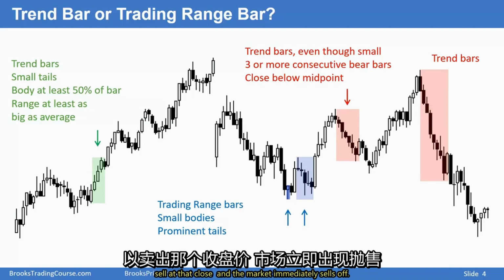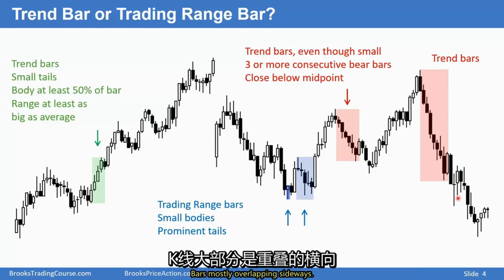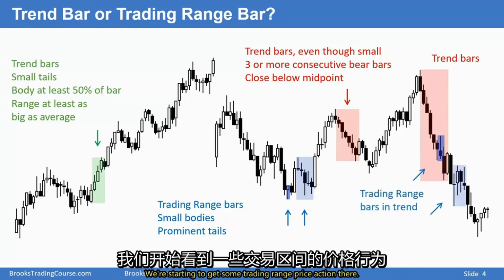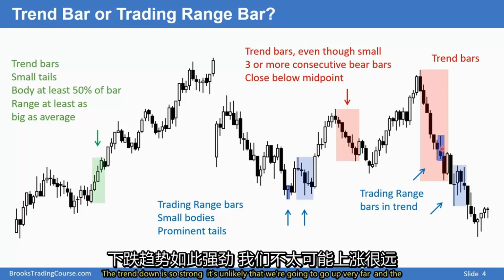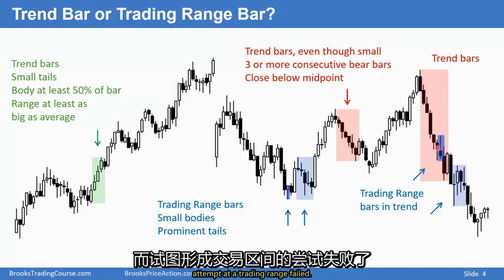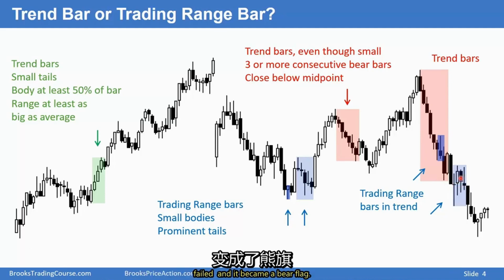immediately sells off. Starting to get prominent tails here and here. And then again here, prominent tails, bars mostly overlapping sideways. We're starting to get some trading range price action there. I would call maybe these 2 bars trading range bars. The trend down is so strong, it's unlikely that we're going to go up very far. And the attempt at a trading range failed. We slipped down more. And then the attempt here at a trading range or a reversal also failed. And it became a bear flag.